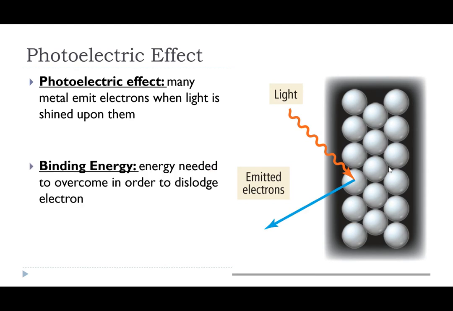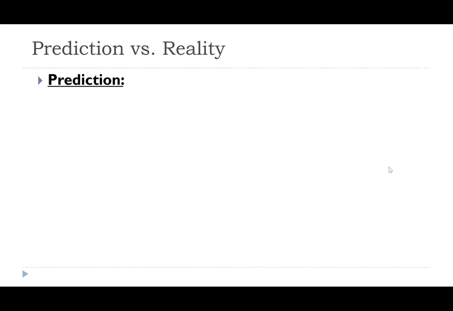Okay? Binding energy, so again, nothing you're going to be tested on, just hopefully will aid in your understanding. Binding energy is the amount of energy needed to dislodge that electron. So I have to hit it with enough binding energy to boom, dislodge that electron. If I don't overcome the binding energy, electron's not going to go anywhere. So just kind of something to help you picture this a little bit better.